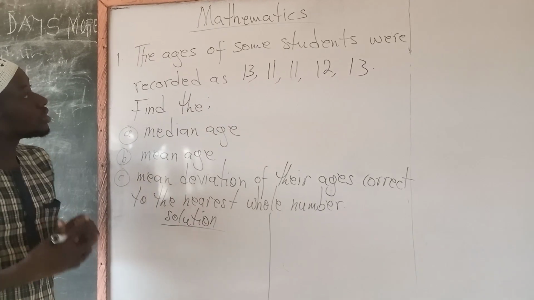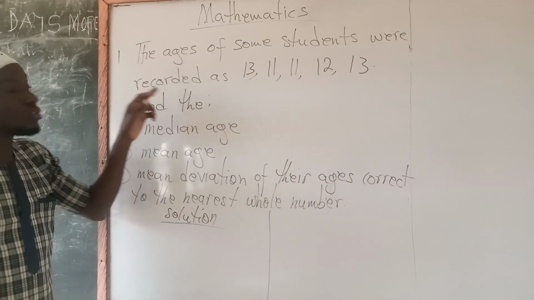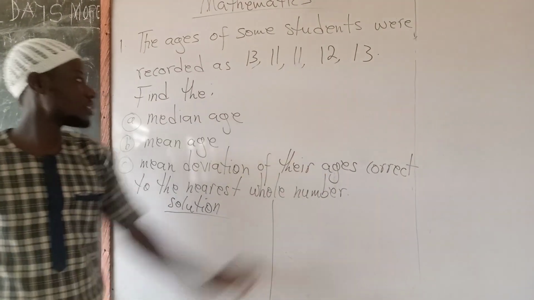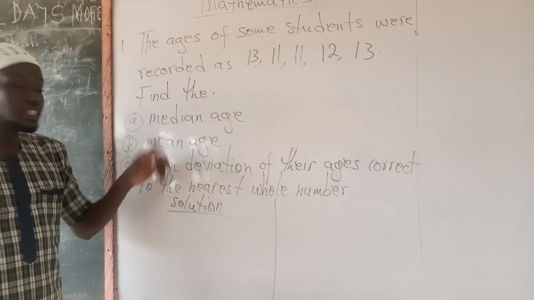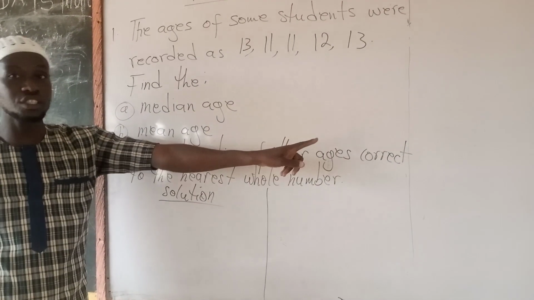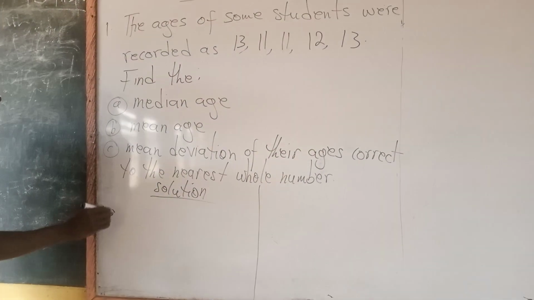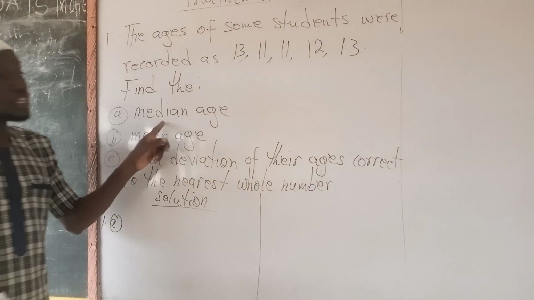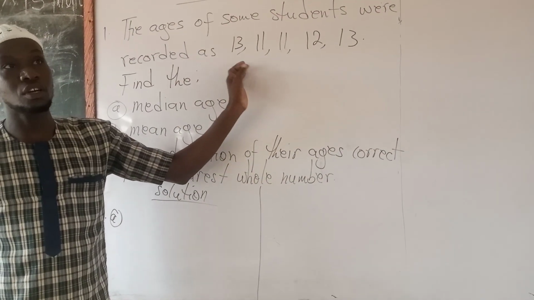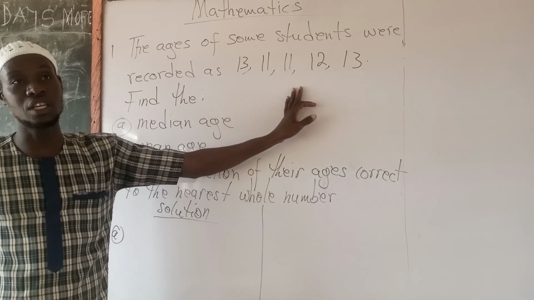So here the question says that the ages of some students were recorded as 13, 11, 11, 12, 13. Find the A median age, B mean age, C mean deviation of their ages correct to the nearest whole number. So here, to find the median age for a set of numbers which are extremely small, you can easily figure out the median age.